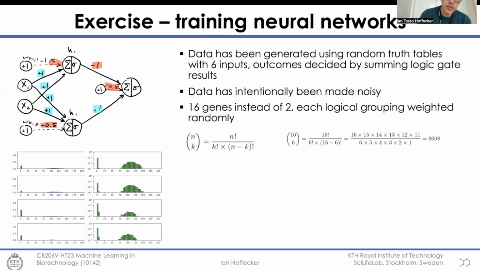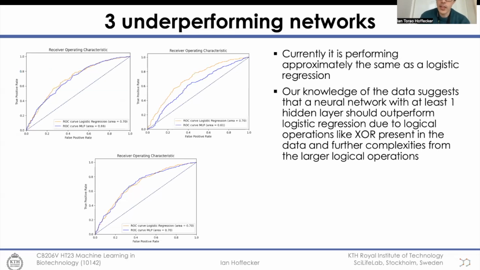And in this data, we have a case where there's 16 genes and they're grouped into logical groupings of 6 genes, and random truth tables or random logic gates have been generated for each grouping of 6. So actually there are 8,008 possible groupings of 6 genes out of 16 possible genes. So this is the number of kind of abstract or hidden layer features that we're kind of thinking about having to model.